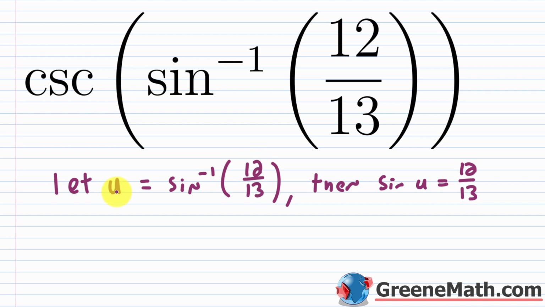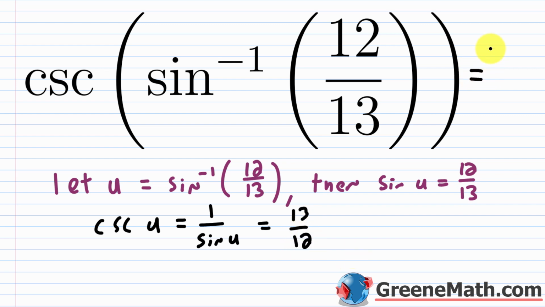Now, once you've done that, you can basically say that this guy is going to be the cosecant of u. Because again, u is equal to the inverse sine of 12 over 13. So the cosecant of u, by definition, is 1 over the sine of u. And here, the sine of u is 12 over 13, so just take the reciprocal, and you're going to get 13 over 12. So my answer here would just be 13 over 12.